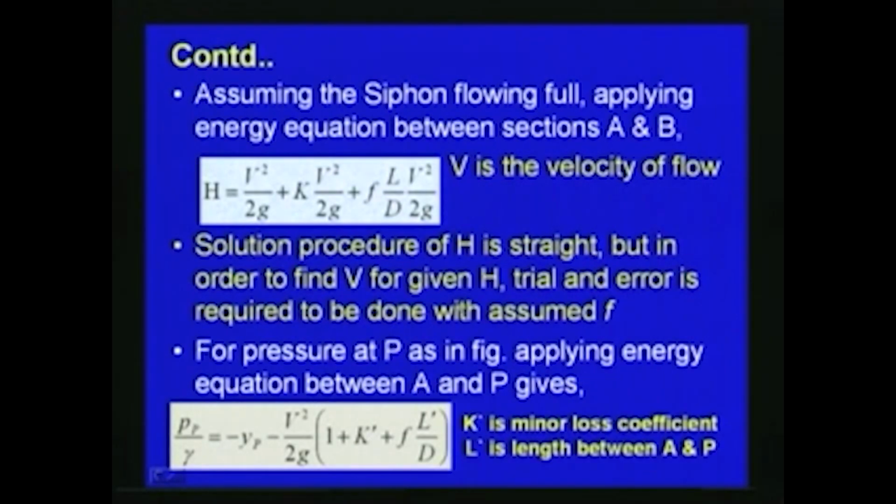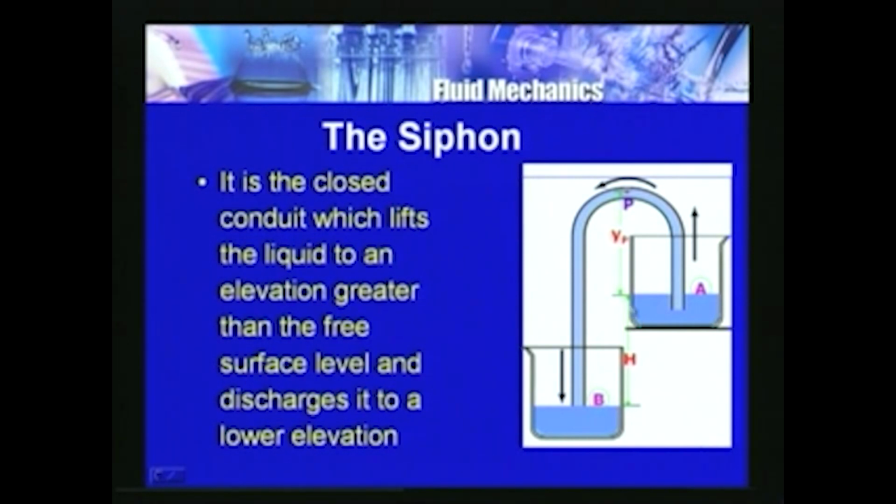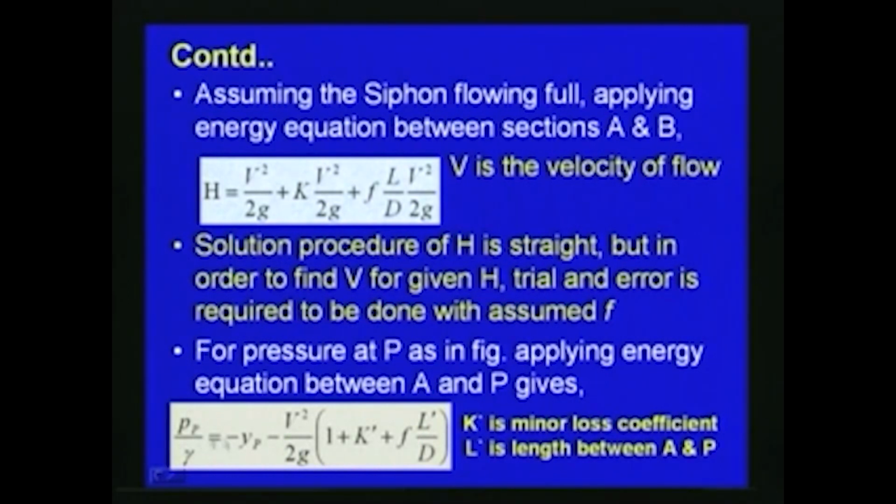So, to find out the pressure at P as in figure, we can apply the energy equation between A and P. That will give P_p by gamma is equal to minus Y_p minus V square by 2g into 1 plus K' plus f L' by D, where K' is the minor loss coefficient and L' is the length between A and P. So, here you can see that this, from B to A, is H, and Y_p is the vertical distance from A, this water level location, to the top point P. So, if you want to find out the pressure at P, we can utilize this equation, where K' is the minor loss coefficient for the system and L' is the length between A and P.